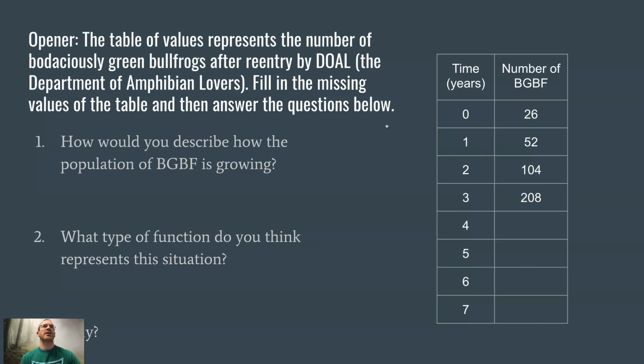All right, so let me read this to you. The table of values represents the number of bodaciously green bullfrogs after reentry by DOAL, Dole, the Department of Amphibian Lovers, baby. All right, so fill in the missing values of the table and answer those three questions. So as we've done every day before, go ahead and pause the video, fill out that table, answer those three questions, turn the video back on, and we'll see how you did.